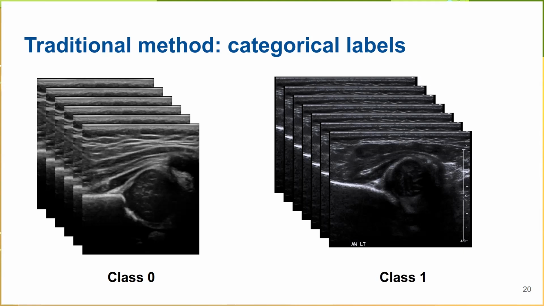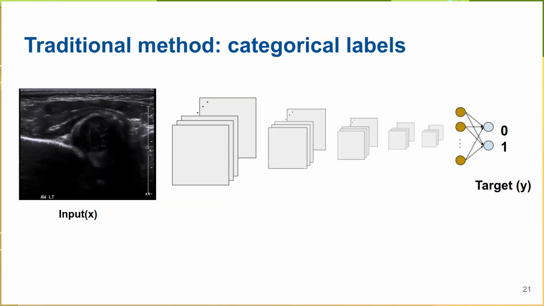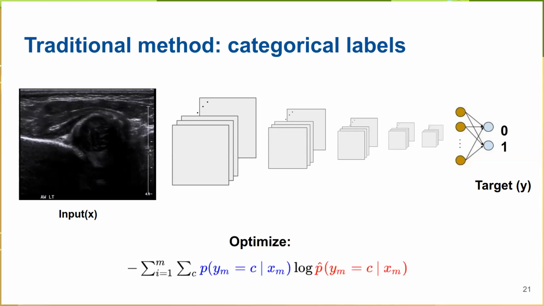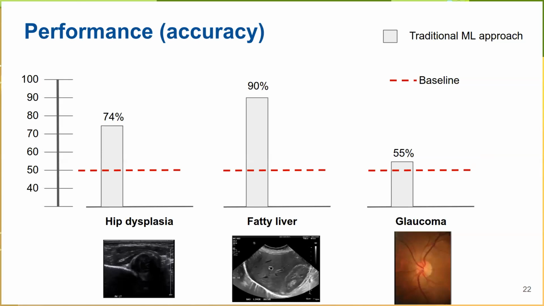Since these are images, the most common approach nowadays is simply to input this into a convolutional neural network where the targets are 0 or 1. And then we choose a loss function. In this case, it is the cross entropy, and then we optimize the cross entropy. The term in blue is the label, 0 or 1, and the term in red is basically the prediction made by this convolutional neural network. And then we try to minimize this quantity.